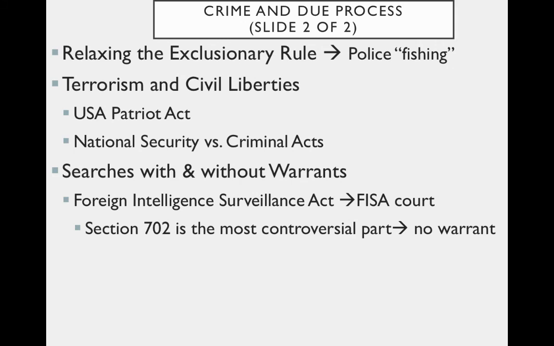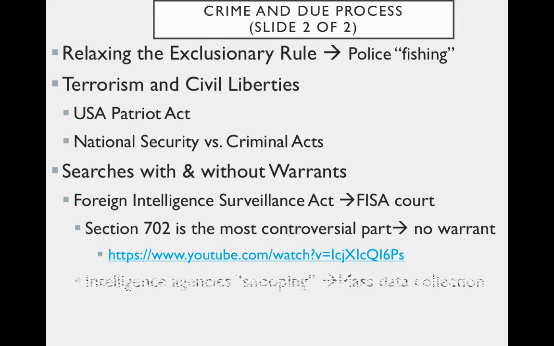Section 702 is the most controversial part. Feel free to go to that YouTube link and watch what that is. But basically, Section 702 of the Foreign Intelligence Surveillance Act is where the government can collect mass data on you without any type of probable cause.